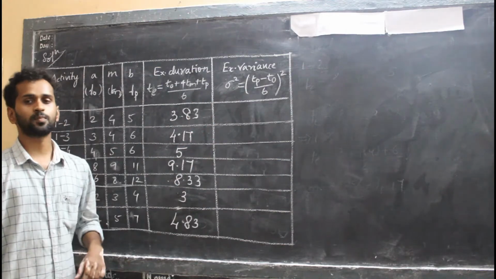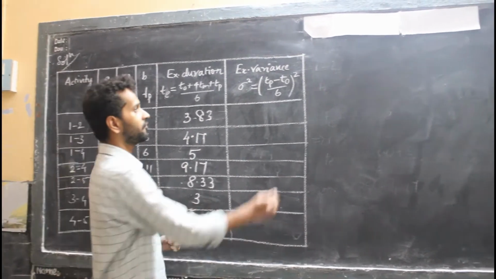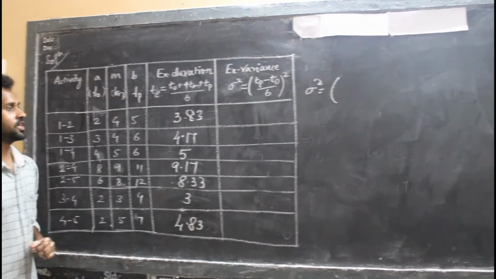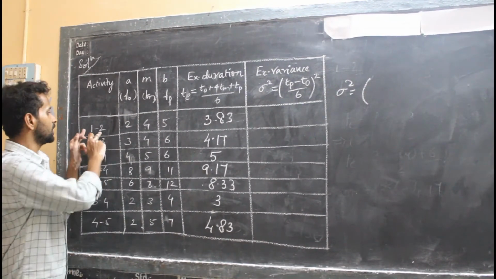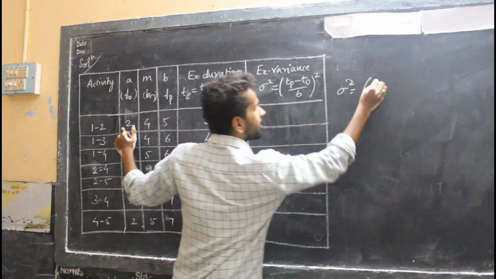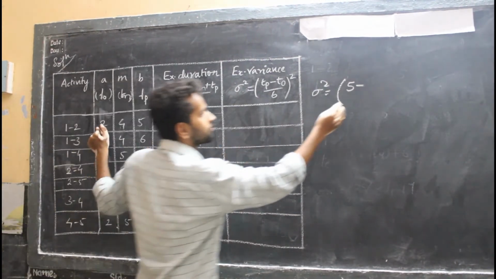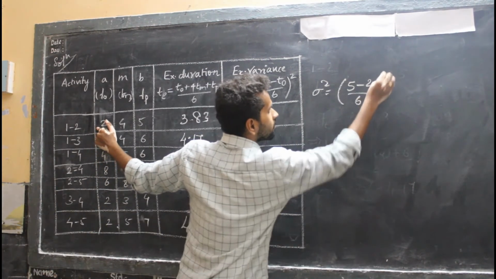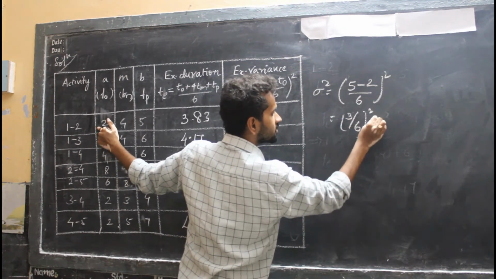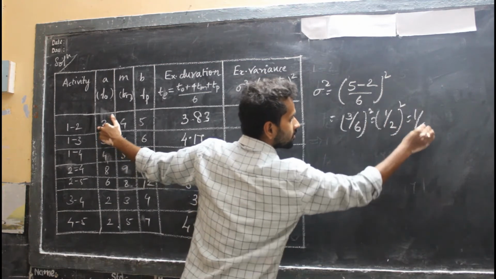Now let us find the expected variance for each activity. The expected variance, sigma square, equals TP minus TO divided by 6, whole square. For activity 1 to 2, my TP value is 5. 5 minus TO, which is 2, divided by 6, whole square. This becomes 3 by 6 whole square. This becomes 1 by 2 whole square. This becomes 1 by 4.